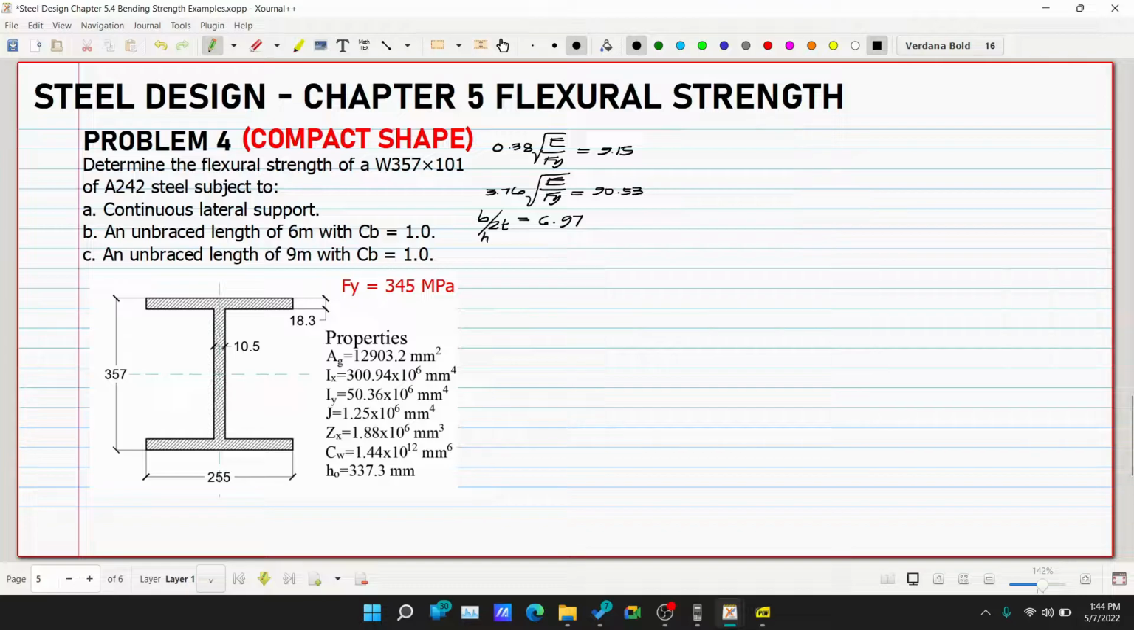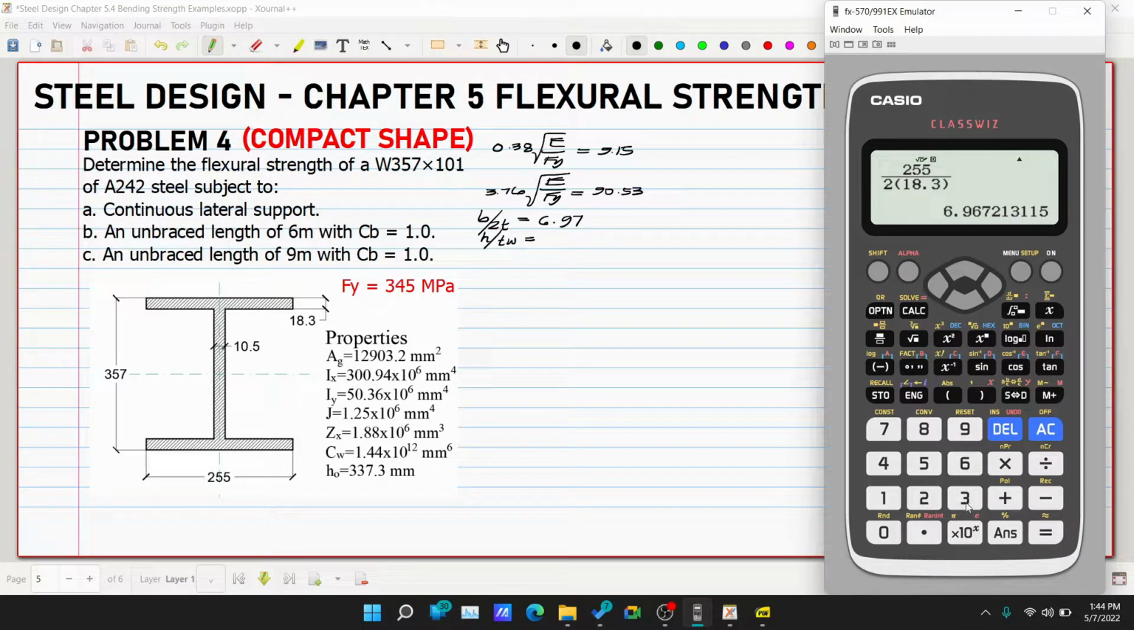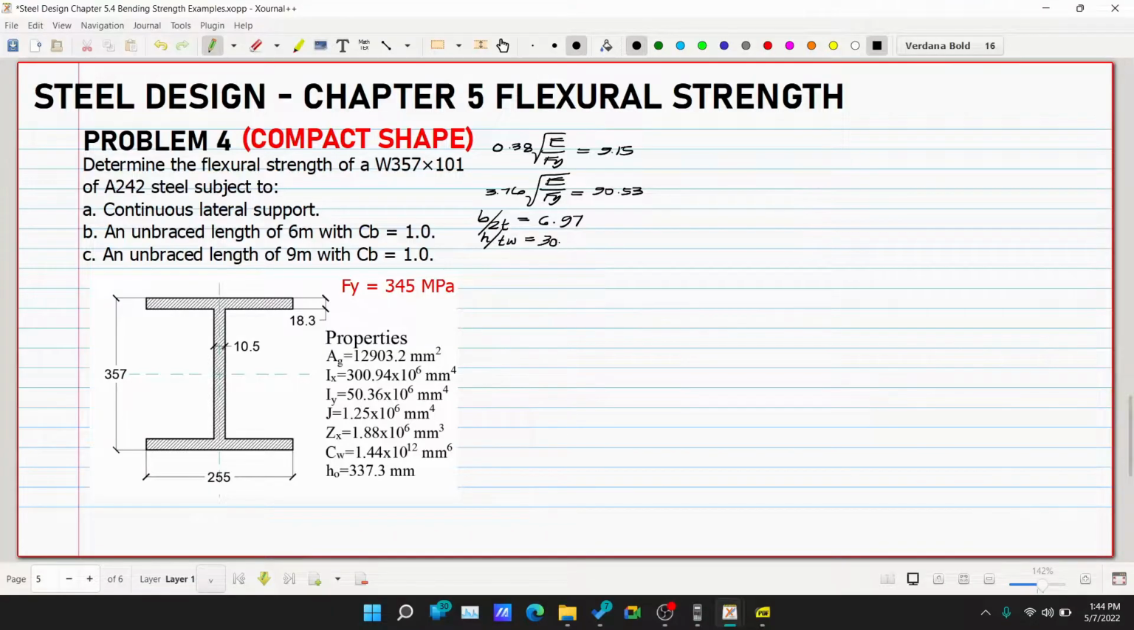And then our h over tw. So, 357 minus 18.3 times 2, and then divided by 10.5. So, 30.51. All of them are less than our limits. Our 6.97 is less than this, and our 30.51 is less than 90.53. Therefore, our shape is compact.